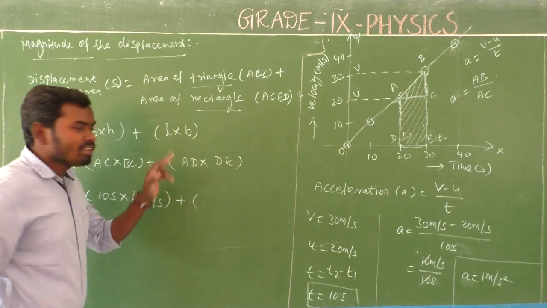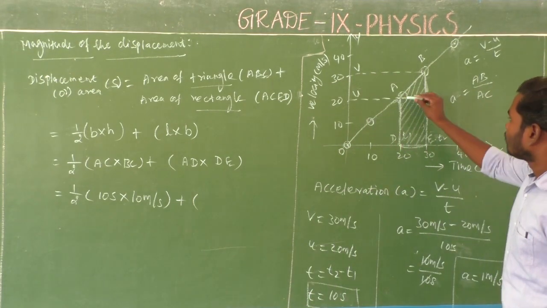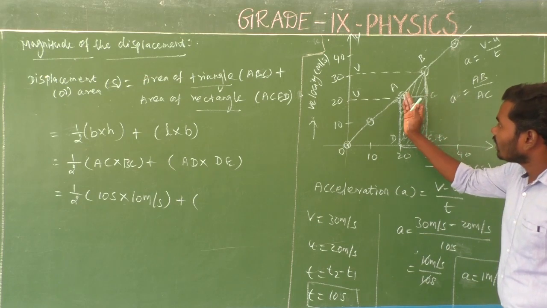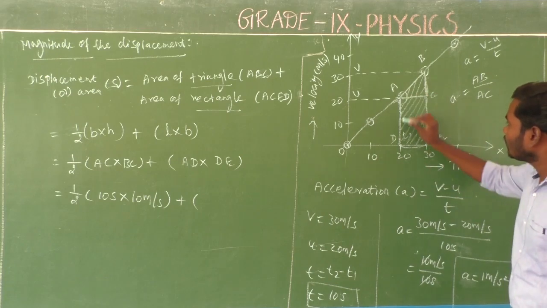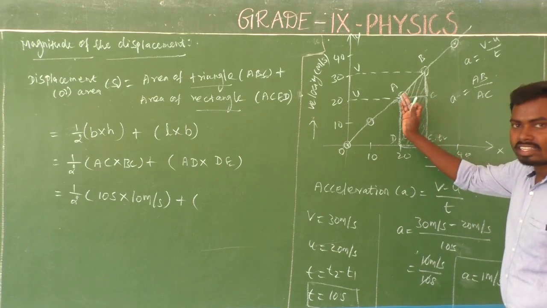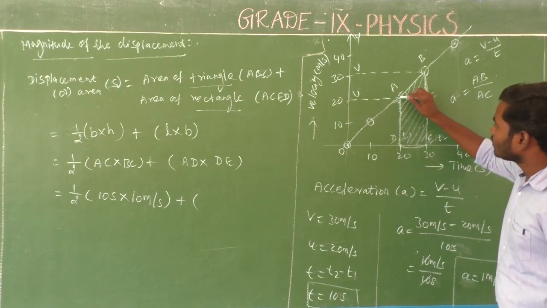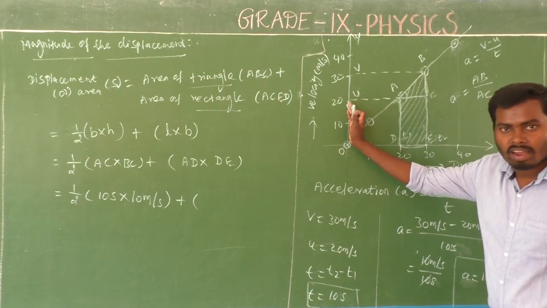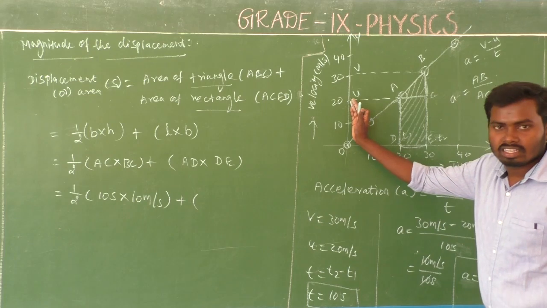Now come to the AD value. So what is AD? This part is AD, which means the height, the length of the rectangle. This is the rectangle, and this is the length of the rectangle, AD. So what is the AD value here? Look here, this is A and this is D. This AD is parallel to the velocity axis. Am I right? This AD is parallel to the velocity axis.